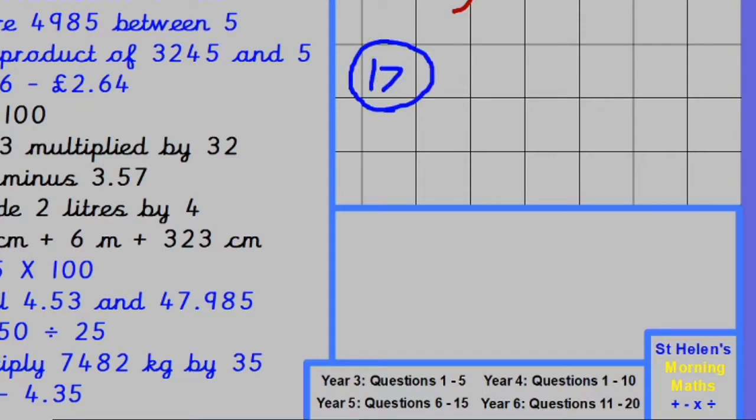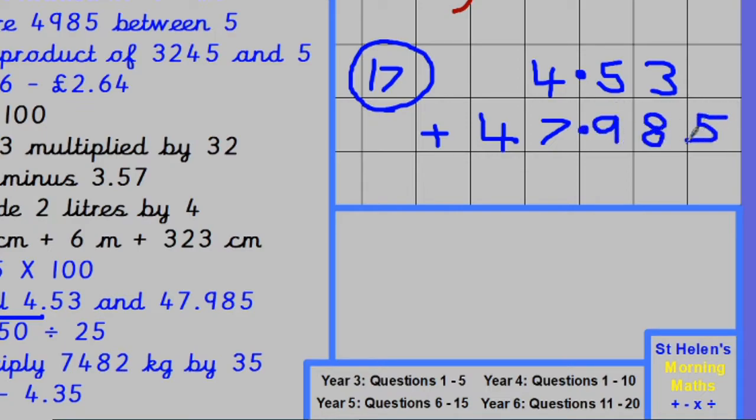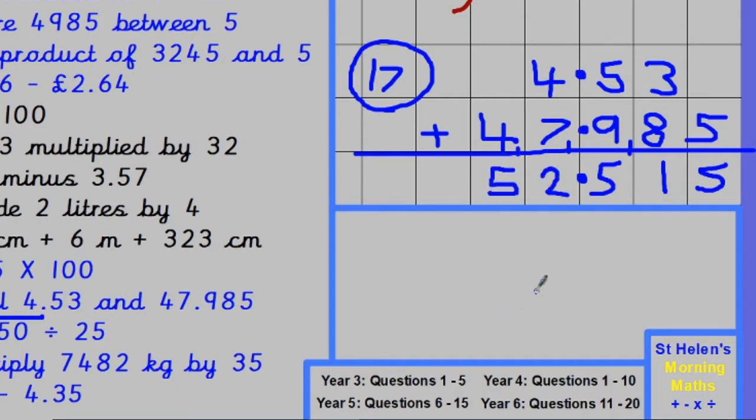Okay, question 17. What have we got here? Total, that means plus. Total means plus. 4.53. I normally put the biggest number on the top in plus, but it doesn't have to be. 47.985 we've got to do. Let's get adding. I'm doing some big numbers. Right. 1 plus 9 is 10, plus 5 is 15. Don't forget the decimal point or it's all wrong. 52.515. That looks right to me.